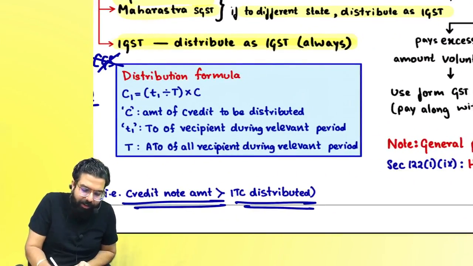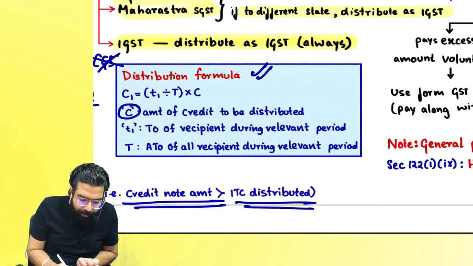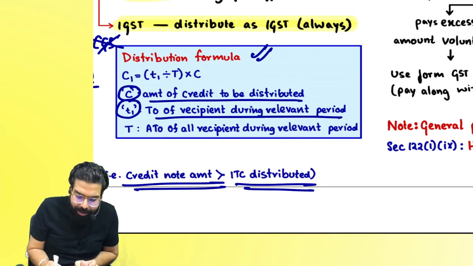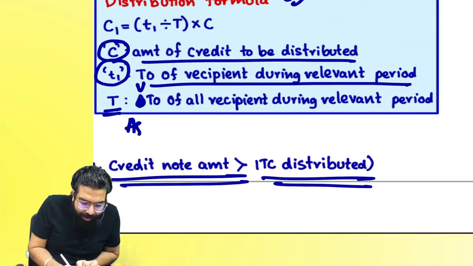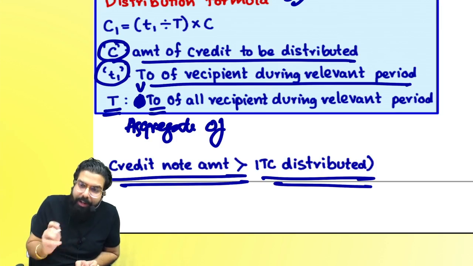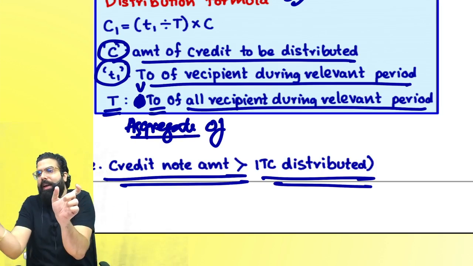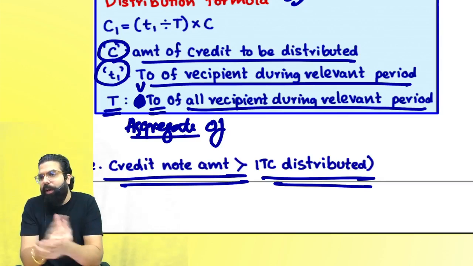Always remember, what is the distribution formula, everyone? Whatever is the credit to be distributed, amount of credit to be distributed multiplied by turnover of the recipient during the relevant period divided by T, which is the aggregate of, you have to write over here, the aggregate of turnover. It is not aggregate turnover, it is the aggregate of the turnover of all the recipients, means aggregate of all the recipients' turnover to whom you are distributing, right everyone?